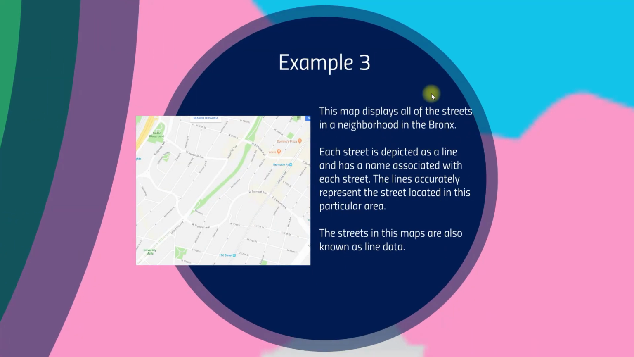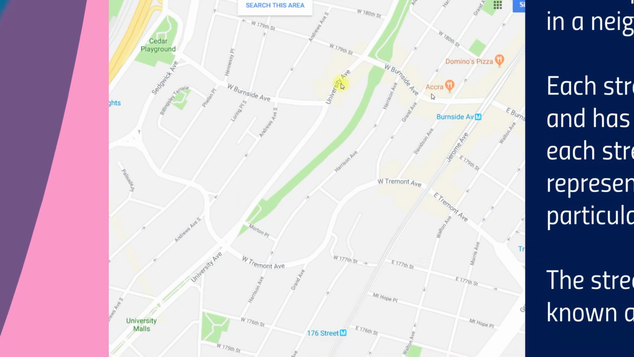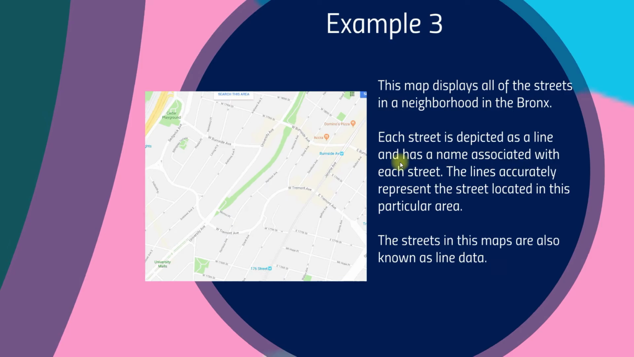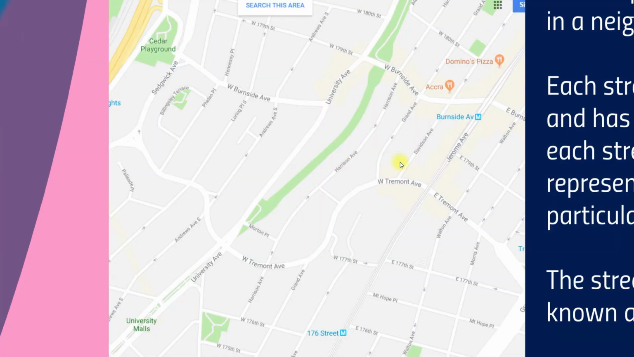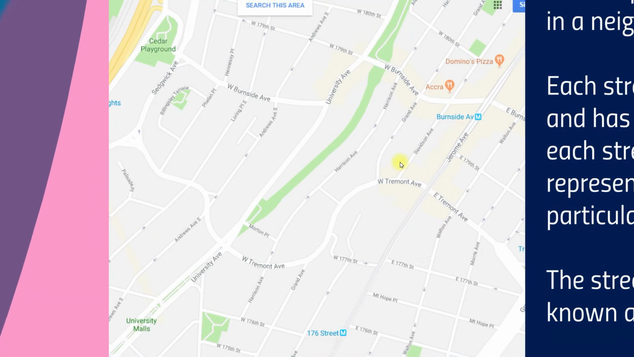Another example is this map, which displays all the streets in the neighborhood. You can see all the streets here. The streets in the map are also known as line data. So you can see that these are all street lines. So we have seen that spatial data is represented in three ways: point, line, and polygon.